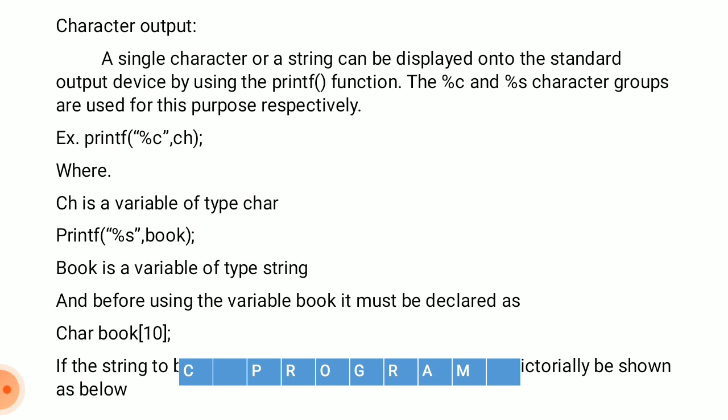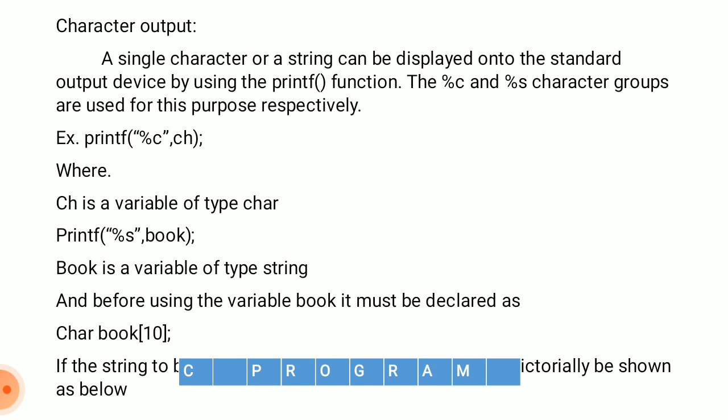Okay. So character output. Character output means a single character or a group of characters is displayed on the standard output device by using the printf function. %c is used to print a single character and %s is used to print a group of characters. For example, printf %c ch, where ch is a variable of type char. Similarly, %s book, where book is a variable of type string, s meaning string, c meaning character. Before using book, which is a string variable, you first have to declare it.